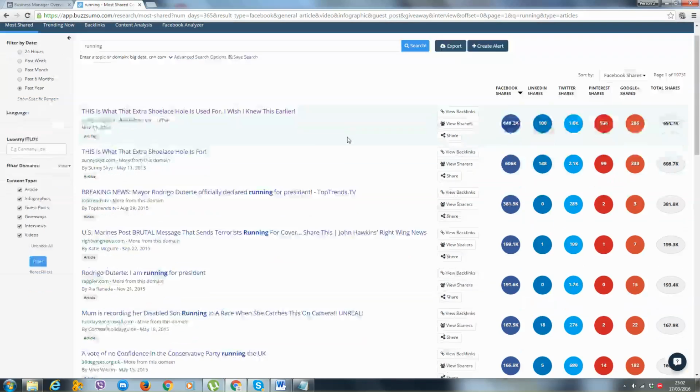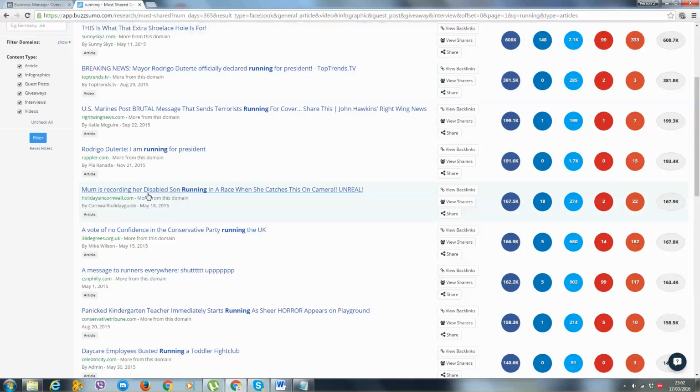Check it out. Let's go down. Mum is recording her disabled son running in a race when she catches this on camera. See, these ones get a bit hard. But if we really had to target someone here, it's very simple, actually. We would target people with disabilities. We could potentially target mothers, and obviously people with kids, because on Facebook you can break it all down.